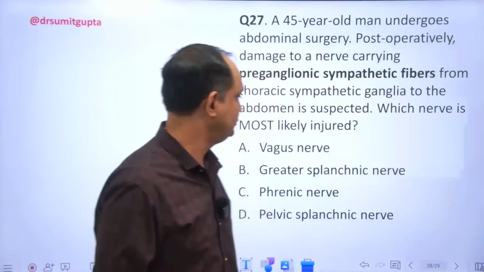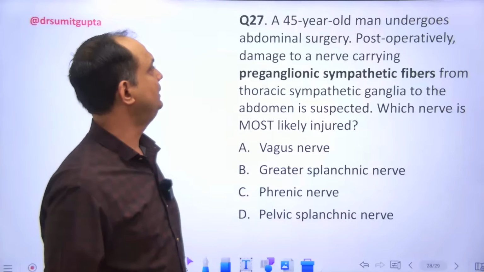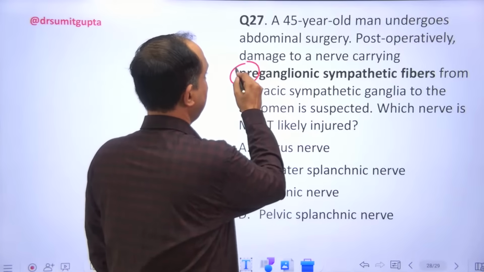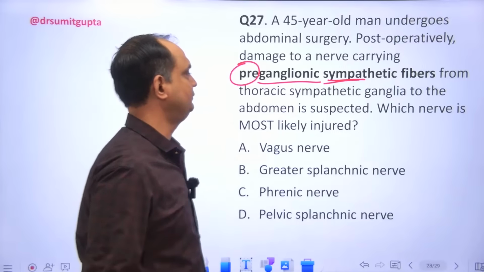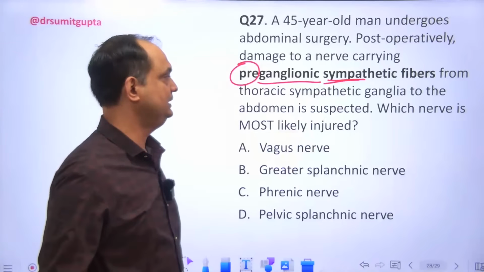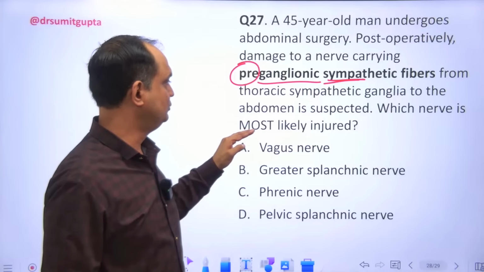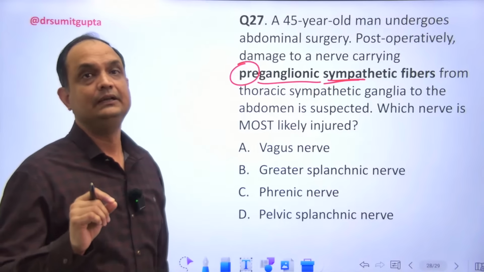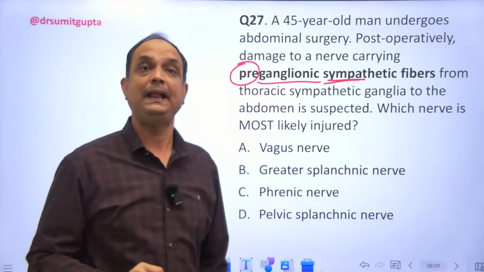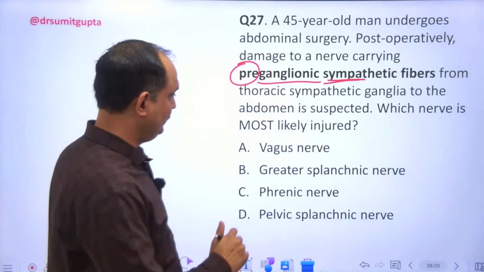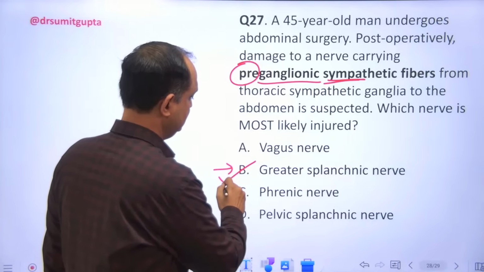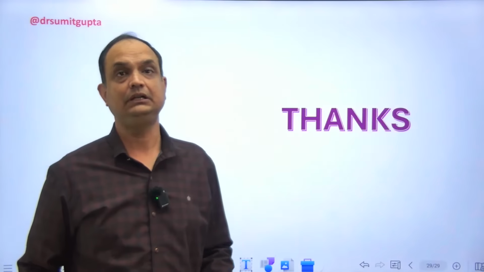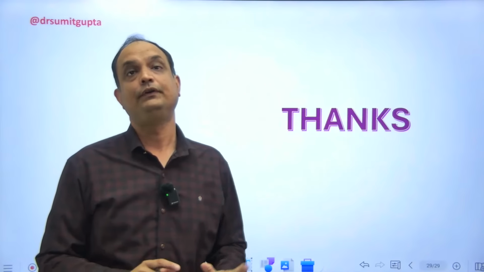Now we'll move to the last question. A 45-year-old man undergoes abdominal surgery. Post-operatively, damage to a nerve carrying preganglionic sympathetic fibers from the thoracic ganglia to the abdomen is suspected. Which nerve is most likely injured? I just told you that preganglionic fibers from the thoracic ganglia go into the splanchnic nerve. There is only one splanchnic nerve given in the options. The answer is B. Clear?